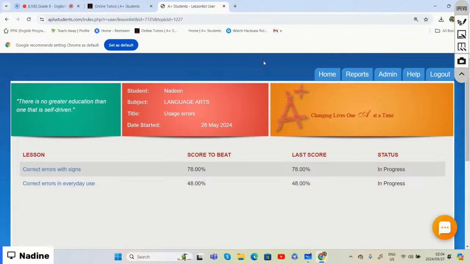And then the lessons that we are focusing on under the chapter of usage errors is to correct errors with signs, and to correct errors in everyday use. That is going to be our lessons for today. All right.